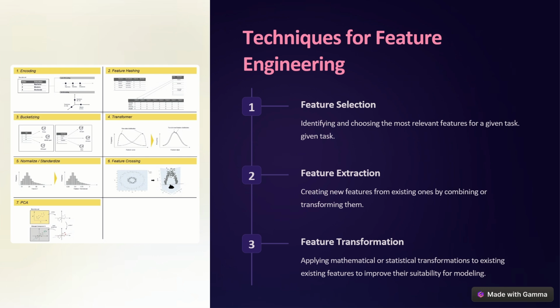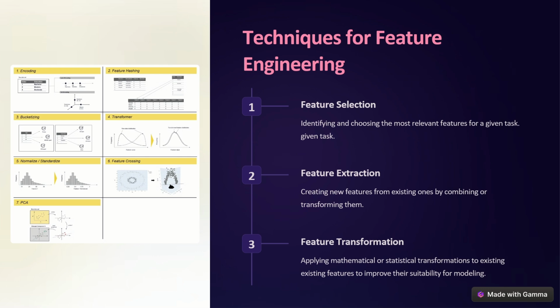Feature extraction. Here you are creating new features from the ones you already have. Think of it like mixing and matching and creating something new. Feature transformation. This technique involves changing your features to make them more suitable for modeling. It is like adjusting the temperature setting on your oven to make sure your cake bakes perfectly.